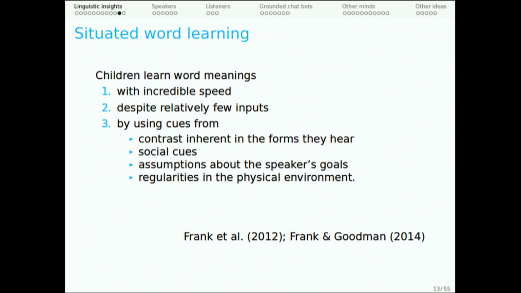How do they do it? The evidence suggests that they use information that's inherent in the kind of ways that forms contrast with each other, but also social cues, assumptions about the speaker's goal, and regularities in the physical environment. Only this first one is the sort of information that you would get from looking just at, for example, co-occurrence information. These other ones depend on grounding.